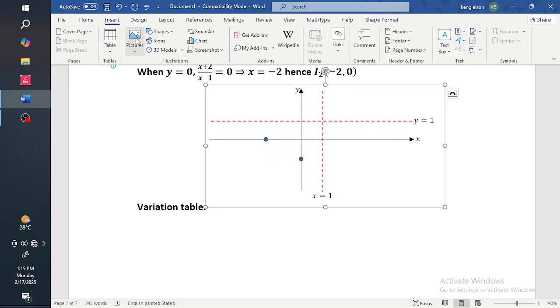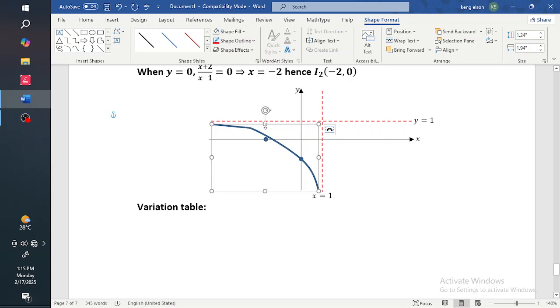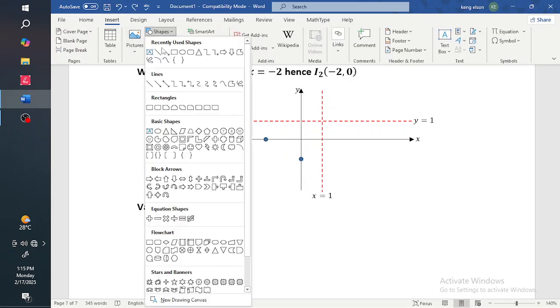Let me try to do it again for the last time because we don't have time. So it comes down, follows the asymptote, comes down, gets the x-axis at the point here, comes down again, gets the y-axis at another point, then follows the asymptote and goes down perfectly. Yeah, something like this. In fact, I'll just put any curve there.